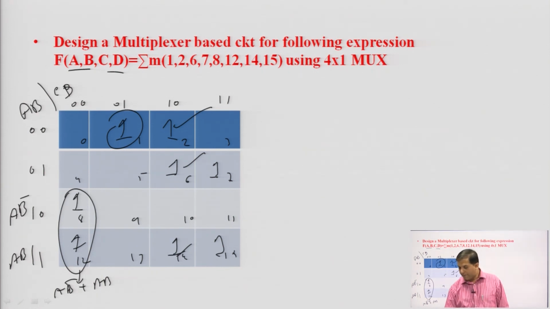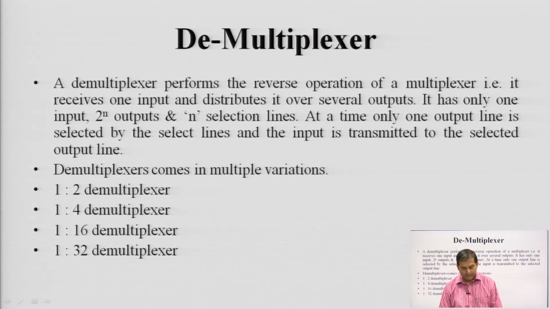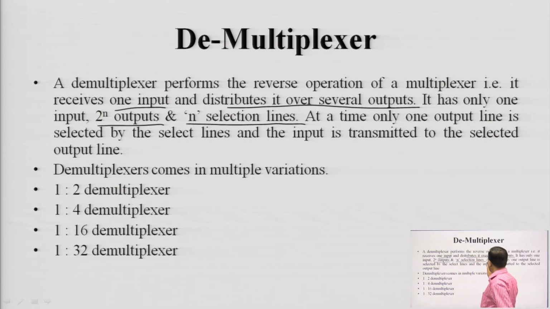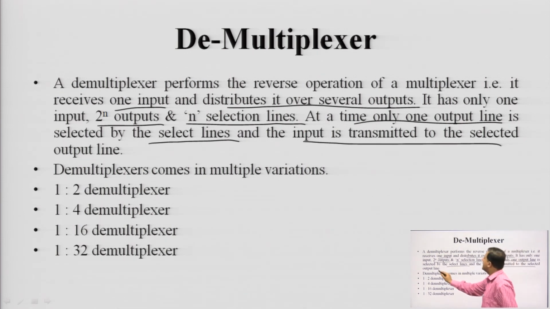Okay. And this is the demultiplexer. Demultiplexer is just the opposite of a multiplexer. It performs the reverse operation of a multiplexer. It receives one input and distributes it over several outputs. It has only one input, 2 to the power n outputs and n select lines. The same concept of select lines will be there, and at a time only one output line is selected by the select lines and the input is transmitted to the selected output line.